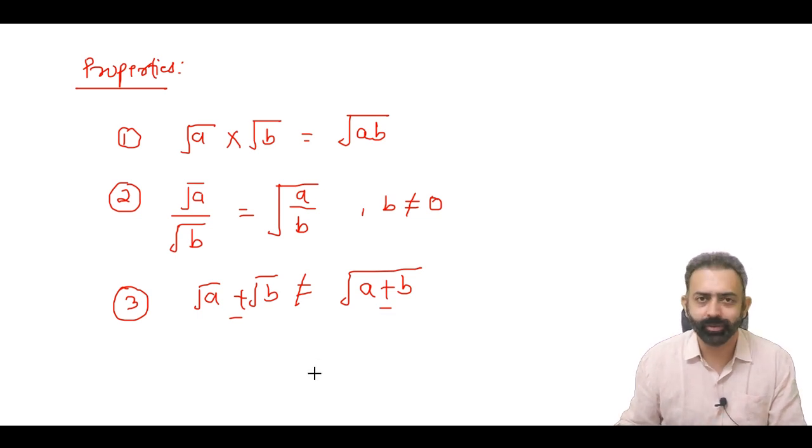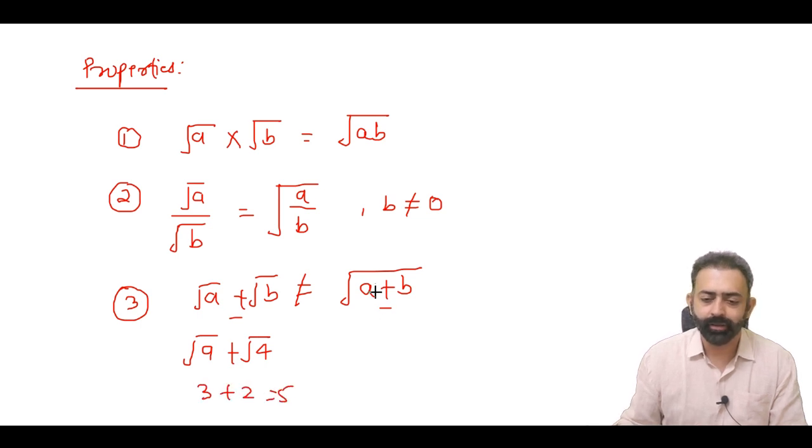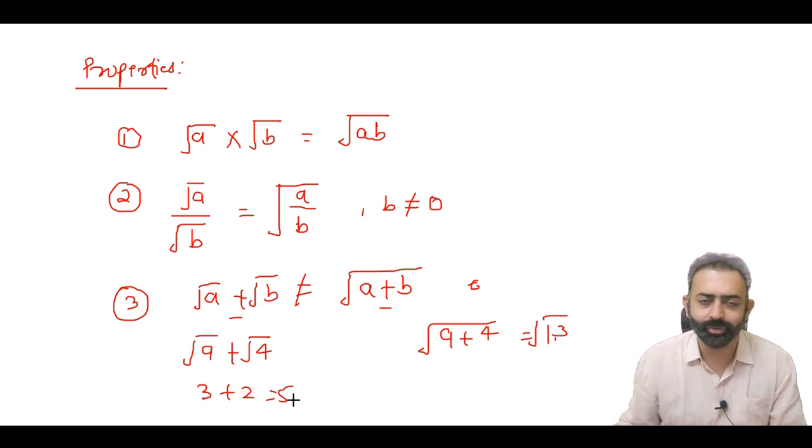You can take one example also, you can verify. Let us say a is 9, b is 4. So root 9 plus root 4 will give me 3 plus 2, which is 5. And if I add these two numbers, 9 plus 4, and then take the square root, this is root 13. And of course, root 13 is not equal to 5. Same goes with subtraction. This you can verify.